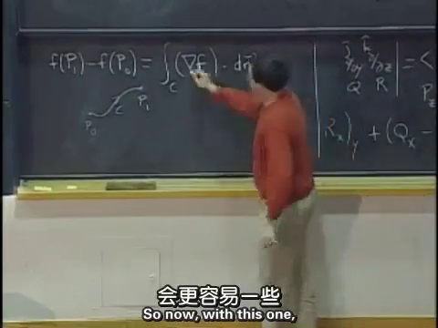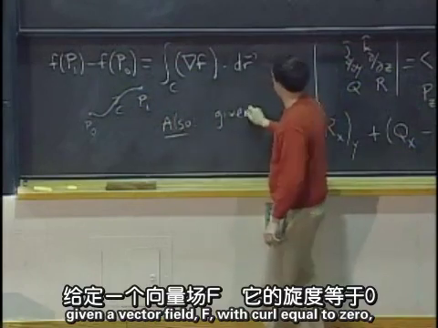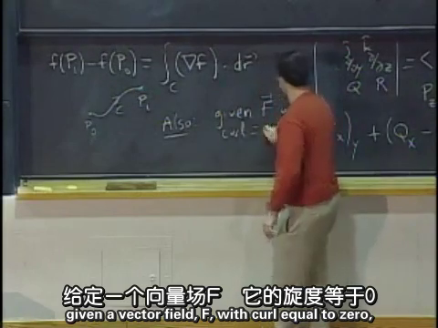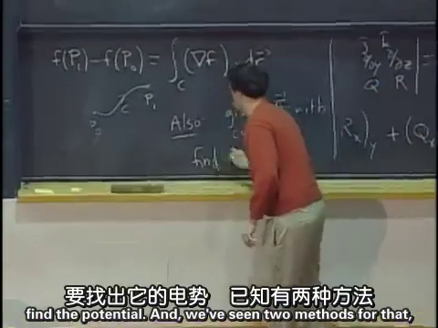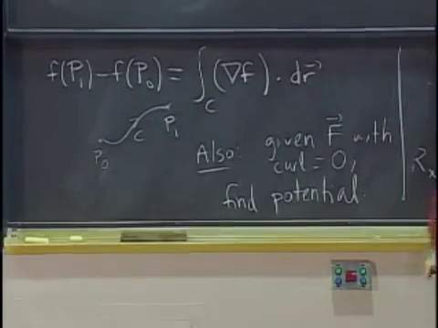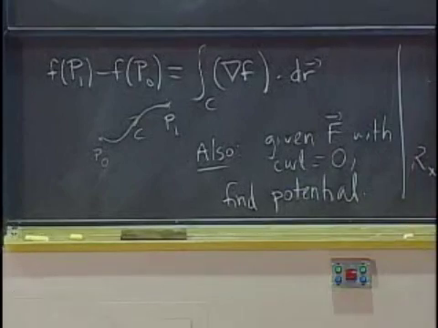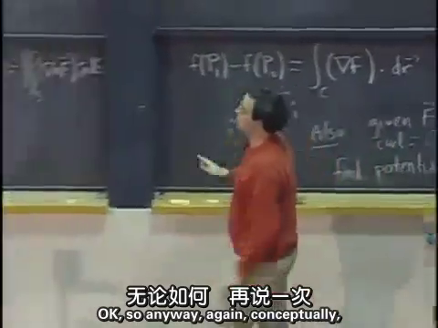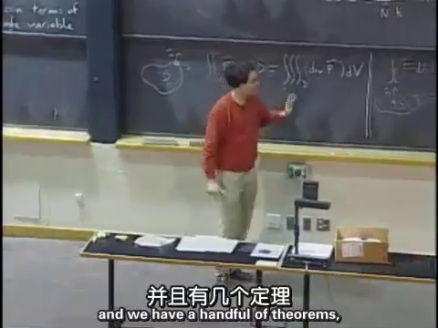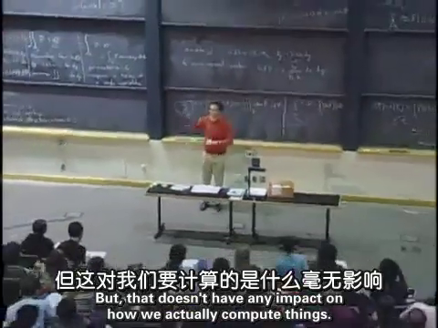Now with this one, we additionally have to remember another topic: given a vector field F with curl equal to 0, find the potential. We've seen two methods for that, and I'm sure you remember them. If not, try to remember them for Tuesday. Anyway, conceptually, we have three different kinds of integrals. We evaluate them in completely different ways, and we have a handful of theorems connecting them to each other. But that doesn't have any impact on how we actually compute things.